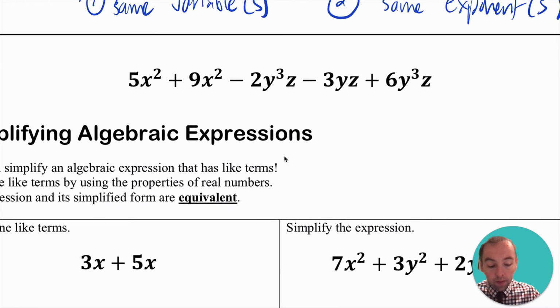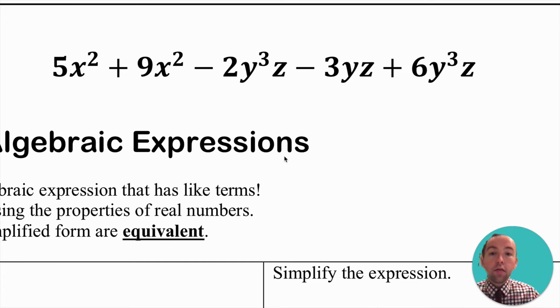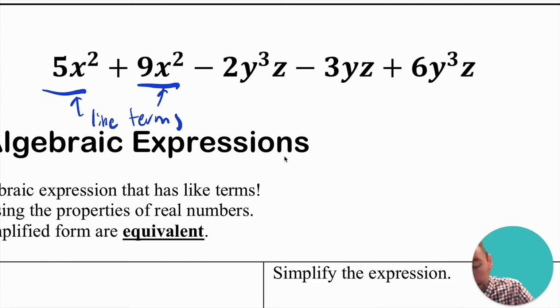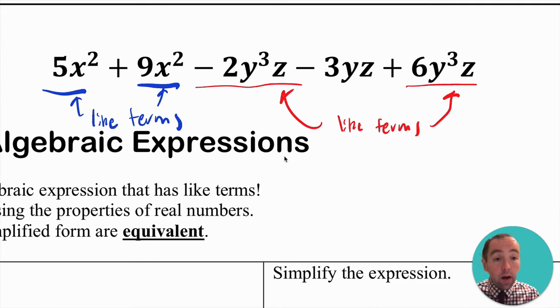But basically, what that means in the example expression that you see right here is that this guy and this guy right here are going to be like terms. We can identify them as such because they have the same variable, in this case x, but also the same exponent on the variables, which in this case they both have twos as exponents. Similarly, the positive 6y to the third z and the negative 2y to the third z are also like terms. They have the same variables y and z, and the y's have the same powers of 3 and the z's have the same powers of 1.